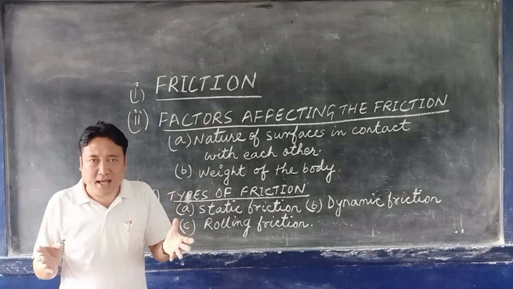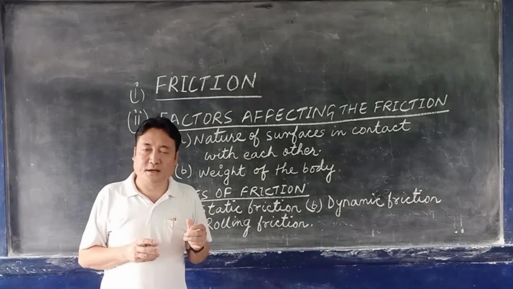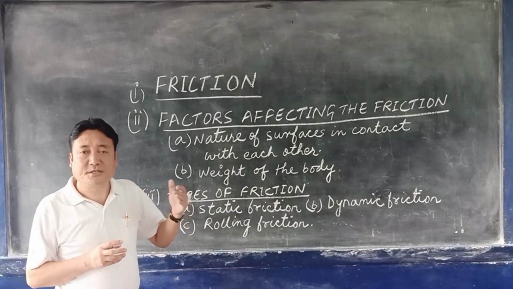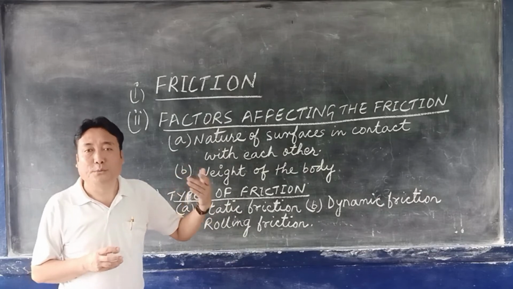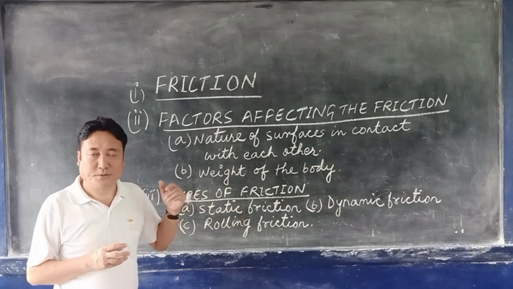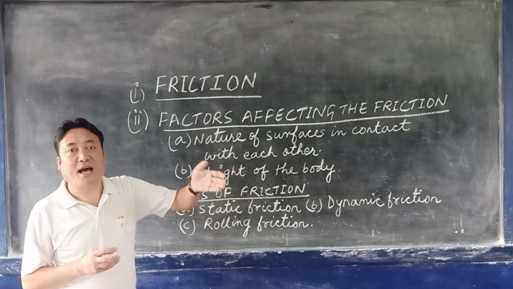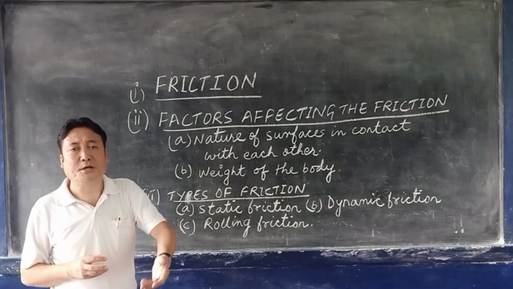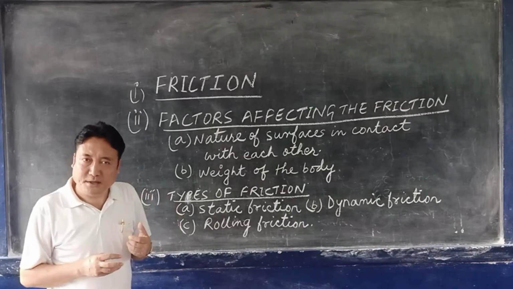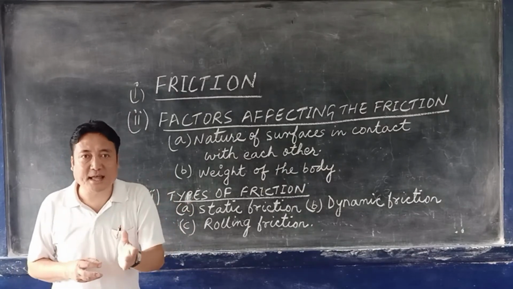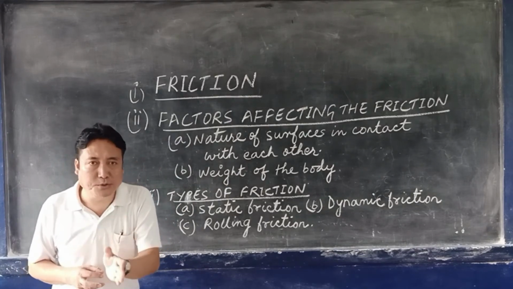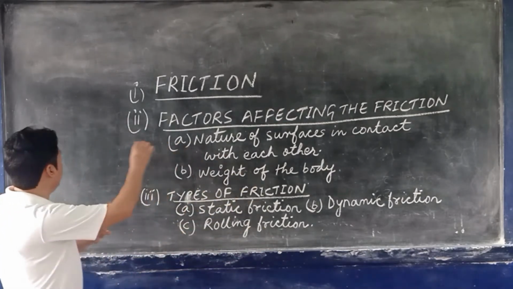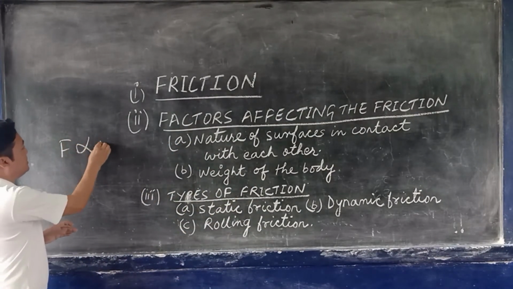So in that case, the friction will be more when the weight of the body becomes more. Friction is directly proportional to the weight of the body. The lesser the weight of the body, the lesser the friction. The more the weight of the body, the more the friction. That is why it is stated that friction is directly proportional to the weight of the body.